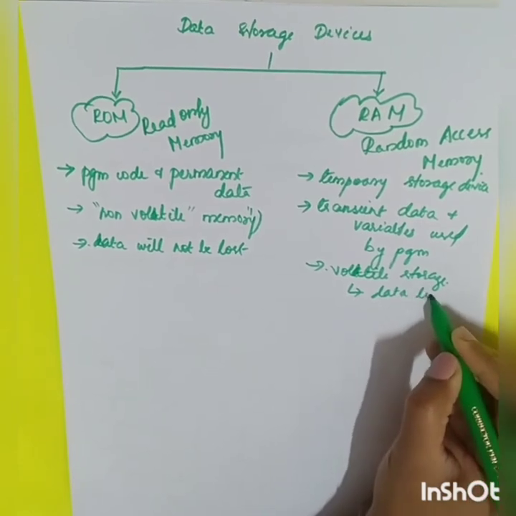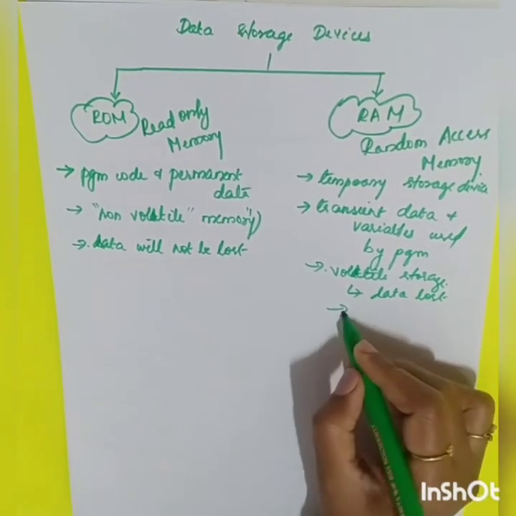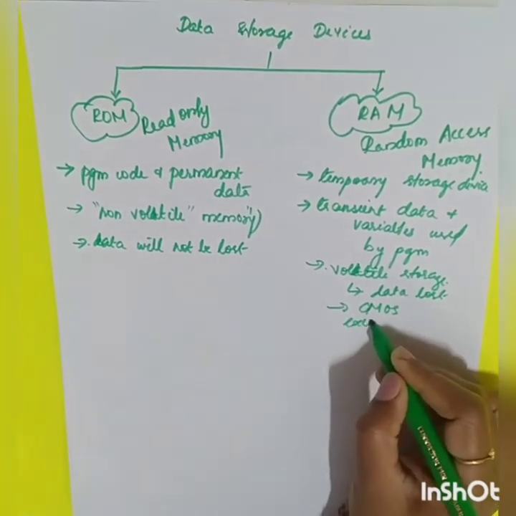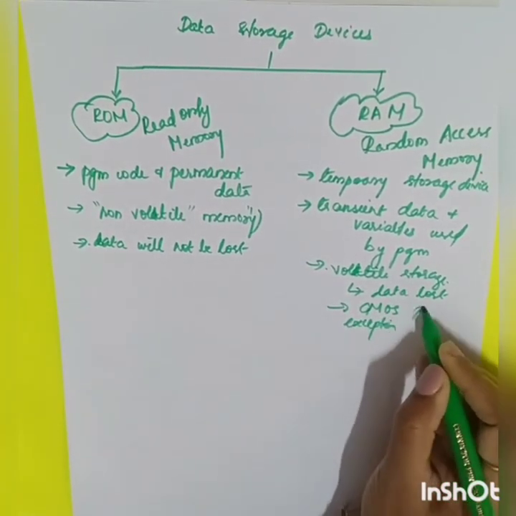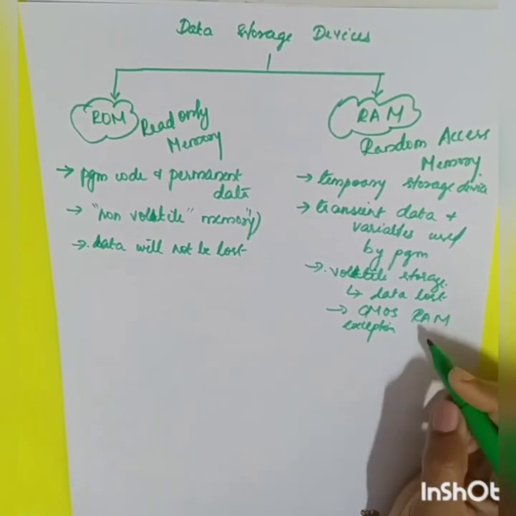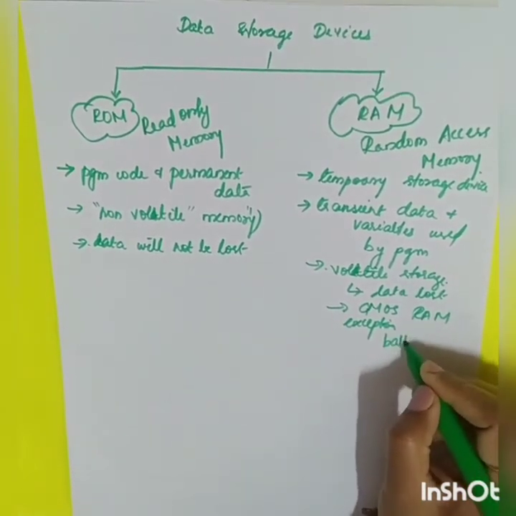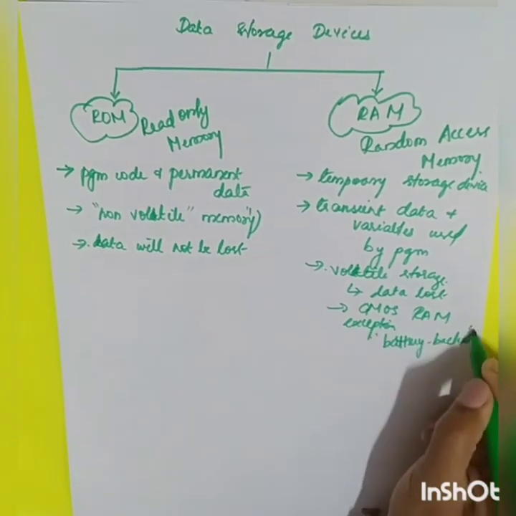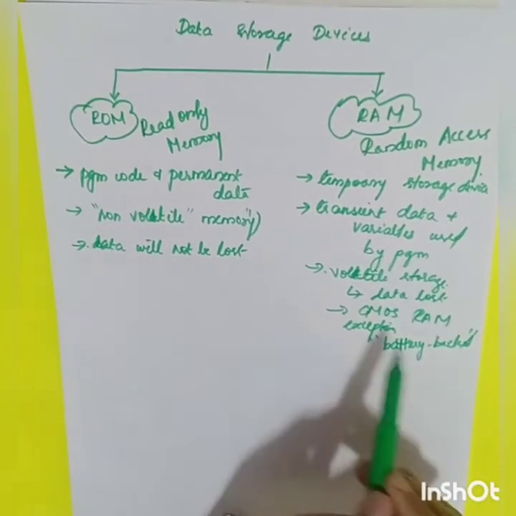One of the exceptions is your CMOS RAM, which consists of a battery backed storage. Okay. So these are the important points.